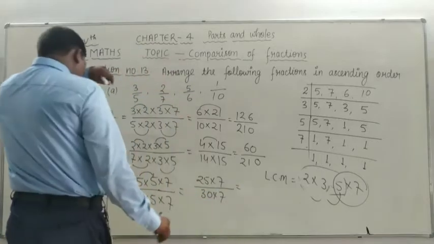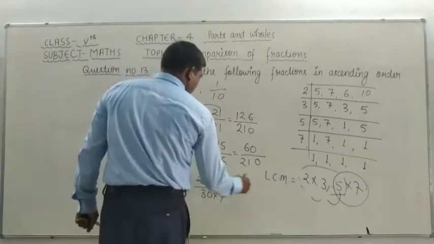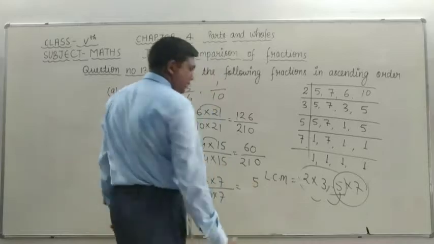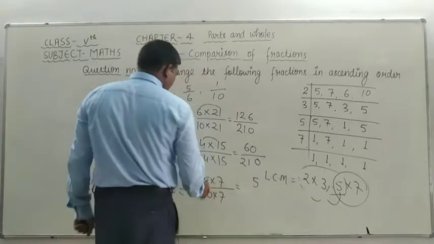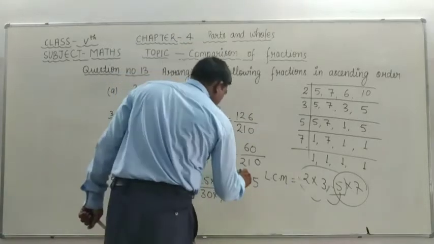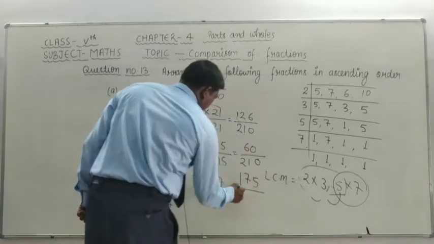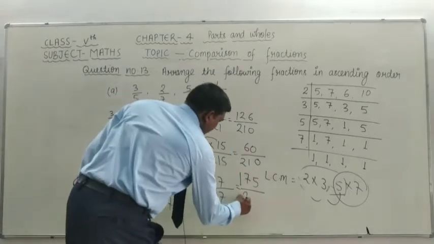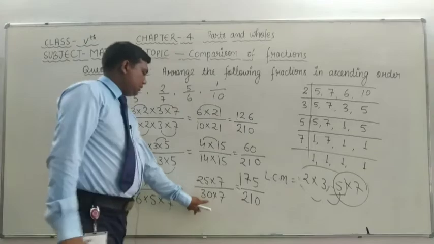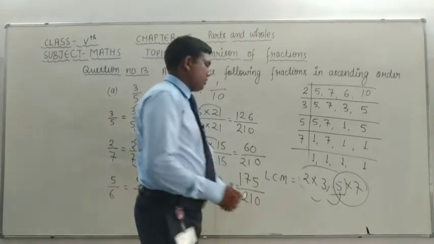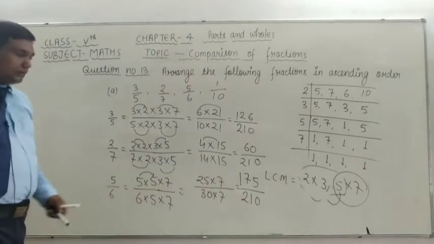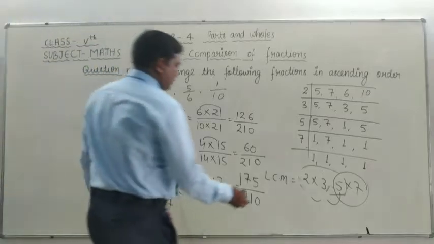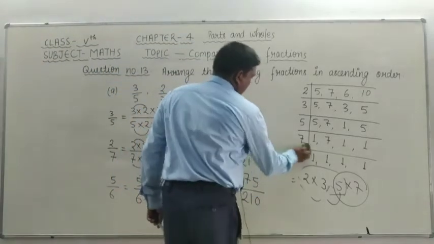Okay, look here carefully. 7 times 5 is 35, write 5 carry 3. 7 times 2 is 14, 14 plus 3 is 17. Total 175. 3 times 7 is 21, and here we have to take 0 as same.